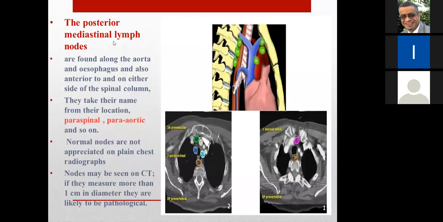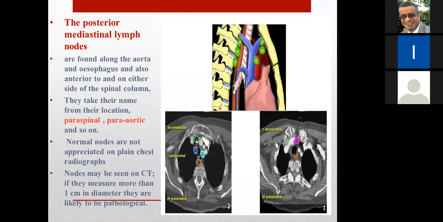The posterior mediastinal lymph nodes are found in the posterior mediastinum and along the aorta, the esophagus, and the spine. So they are called para-aortic, paraspinal, and paraesophageal. Normally, lymph nodes are not seen by chest X-ray, but they can be seen by CT. And if they are more than 1 cm, they are likely to be pathological.